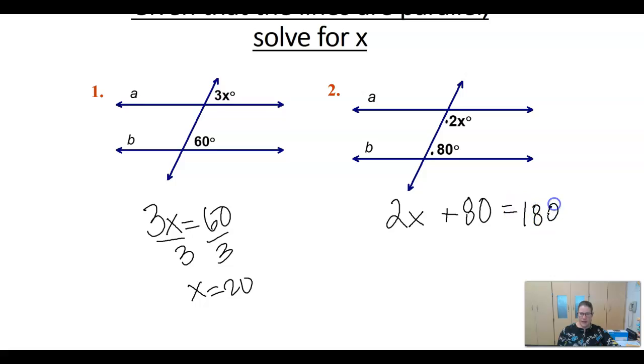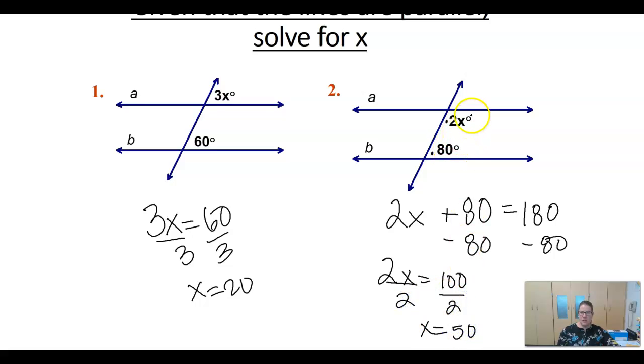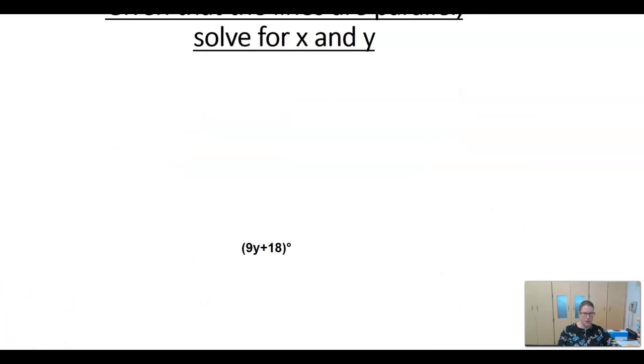have to equal 180. And then I can go ahead and solve for x by subtracting 80 from both sides. So 2x equals 100, and then divide by 2. So x equals 50. If x equals 50, then these two angles are going to be supplementary. Because the lines are parallel, I know they are going to be supplementary.